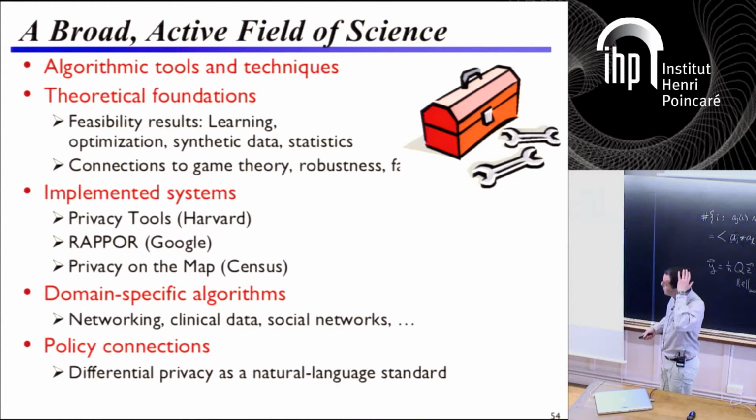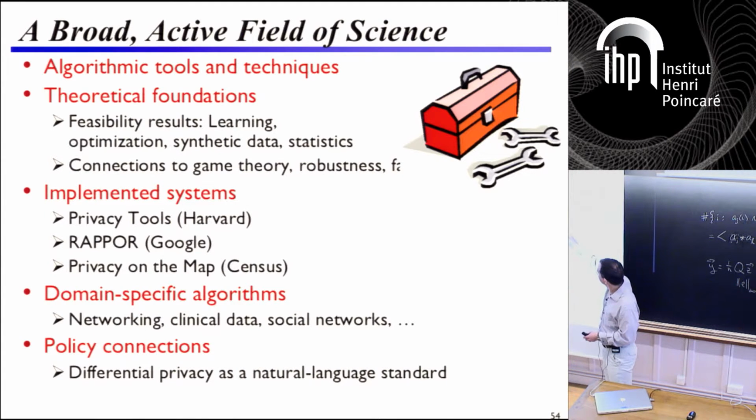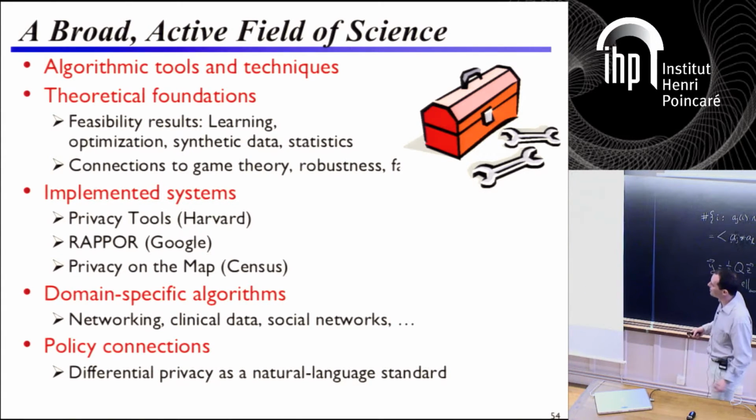At this point, it's become a very broad and active field of research revolving around this definition and also its variants. There's a lot of work on developing algorithmic tools and techniques, and that's what I'm going to try to tell you about in the remaining time. There is work on basic theoretical foundations, on feasibility results in learning, optimization, and statistics, and lots of other places. There are connections to game theory and robustness and false discovery.